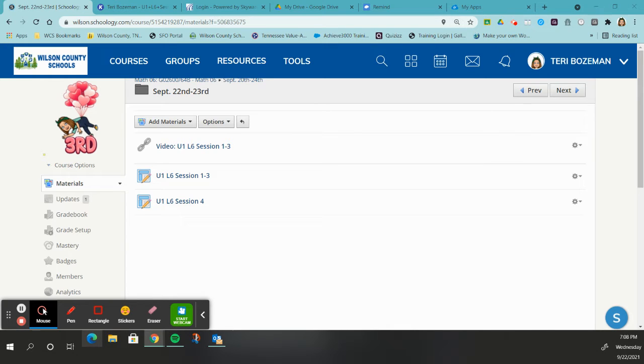So for your September 22nd through September 23rd folder, if you did all of the Unit 1, Lesson 6, Session 1 through 3 together and did it on the 22nd, then you will have time to do this next one on the 23rd.